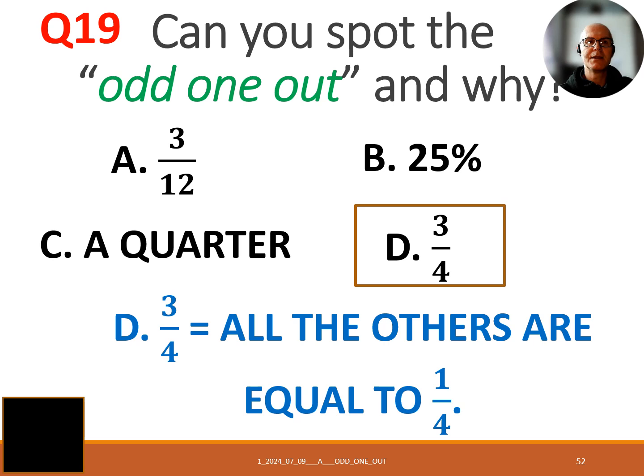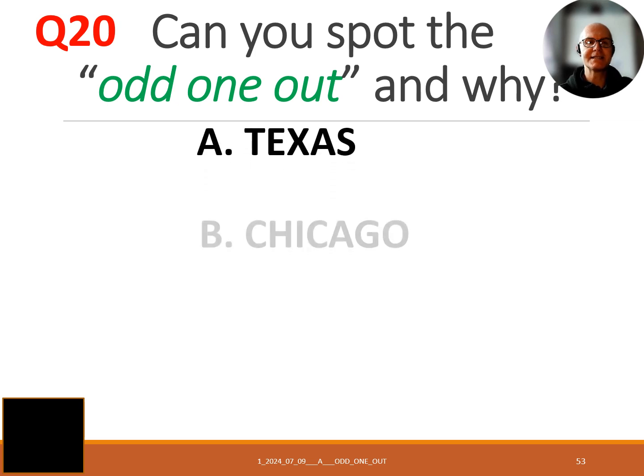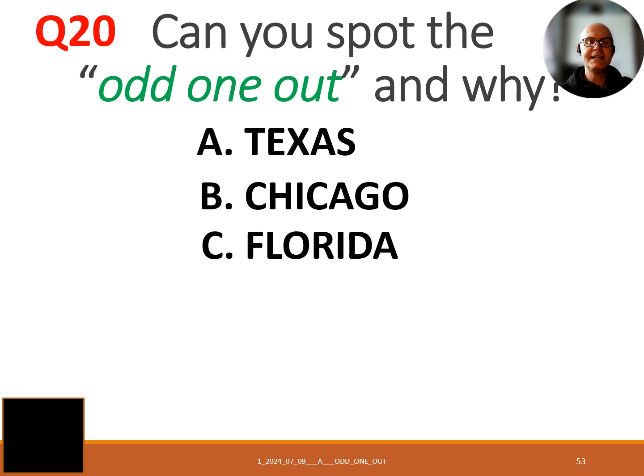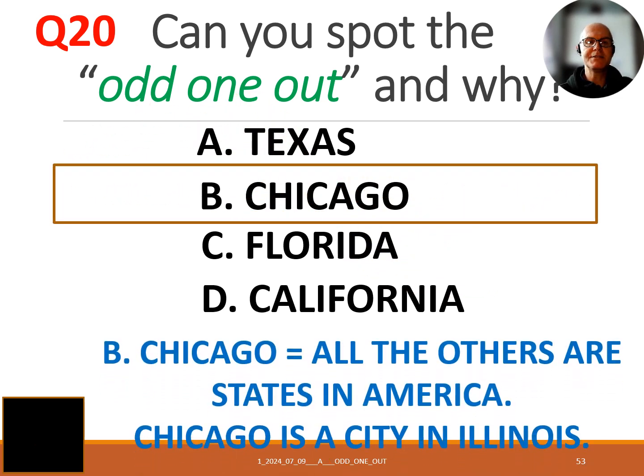The last question. I'm sure you've got them all right so far. Let's see if you can get the full house. A. Texas. B. Chicago. C. Florida. And D. California. What's the odd one out of these 4 place names in the United States? The answer is B. Chicago. And the reason for that is that Texas, Florida, and California are states, whereas Chicago is a city in Illinois.